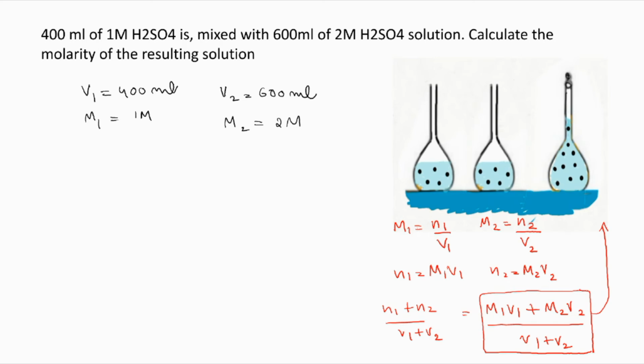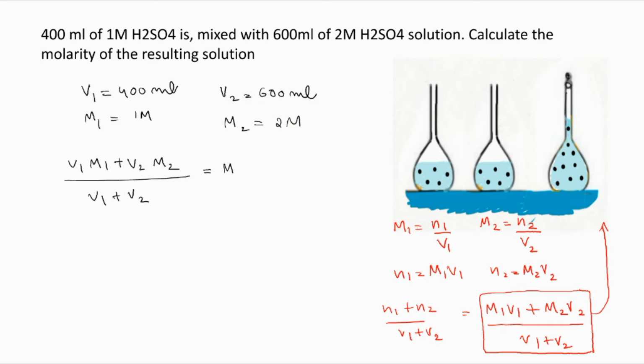So do that. V1 into M1 plus V2 into M2 divided by V1 plus V2. This will give you the new molarity. While doing this problem, some children will have a tendency to convert the volume into liter. That will make your calculation highly difficult. In this case, it is not required. Why is it so? Because the volume is coming in the numerator also and denominator also. So in order to make the calculation simple, don't convert it into liter. Keep it in ml itself. You will get the same answer.